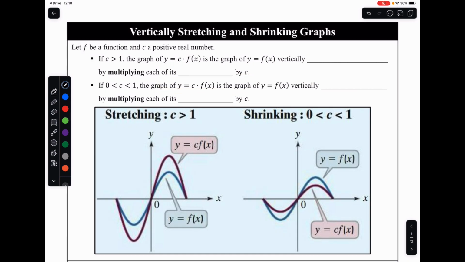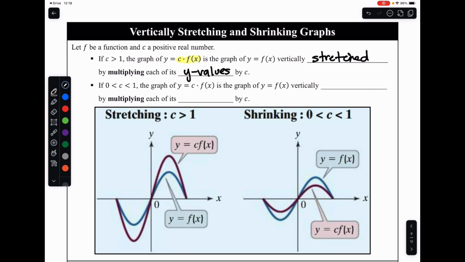Let's now move on to vertical stretching and shrinking graphs, so dilations. Let's assume again f is a function, but this time we have this value of c that's going to be a positive real number. Now if the value of c is a number greater than 1, then the graph of y equals c times f of x is going to be the same graph as f, but it has been vertically dilated, or vertically stretched, by multiplying each of its y values by this value of c.